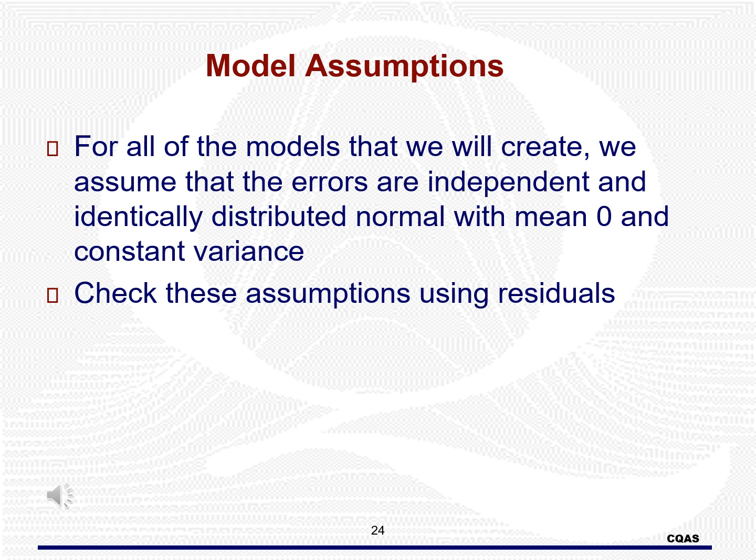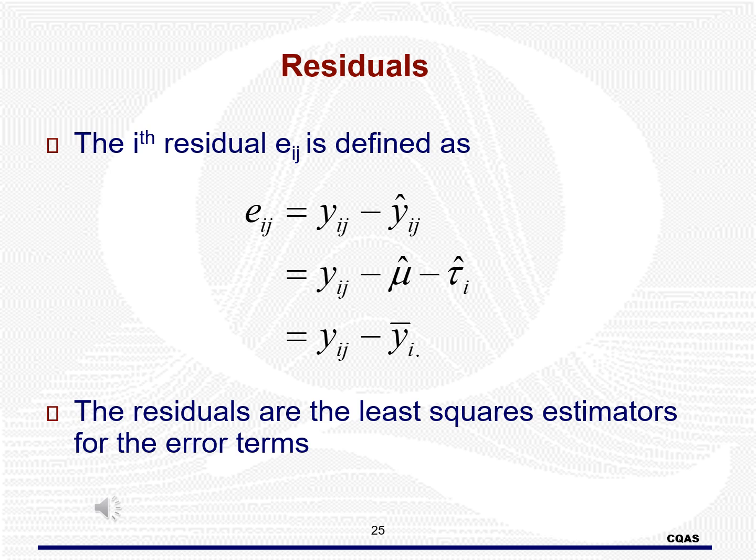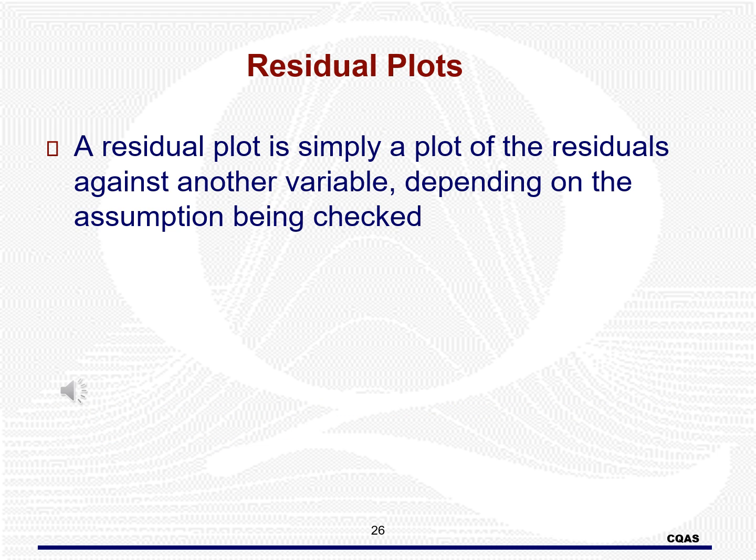We assume that the errors are independent, have constant variance, and follow a normal distribution with mean 0. We can check these assumptions using the residuals. Residuals are the difference between the actual observed values and the values that are given by the model, or the mean value for a given set of factor levels. We check the assumptions using residual plots.